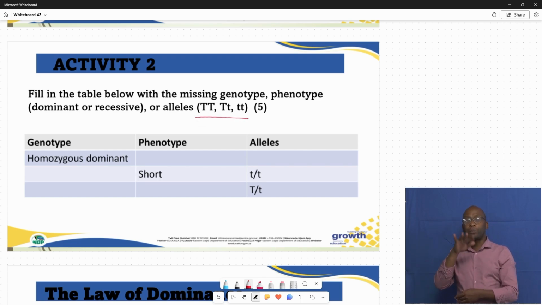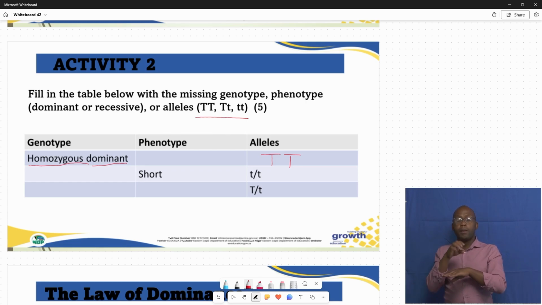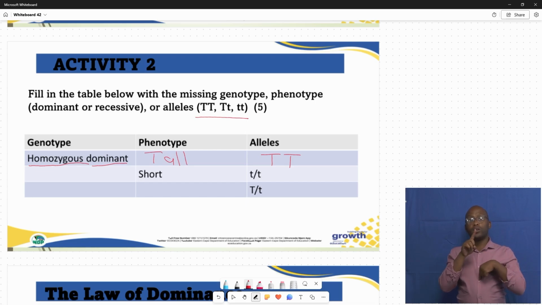Okay, now for the first one, it says homozygous. So it tells us that for the alleles, we are going to write the same alleles, but now they are dominant. And if we look at the phenotype, we can see short, which is a recessive phenotype. Now, if we have homozygous dominant, it means that the alleles here have to be the same and they have to be dominant. Hence, we are going to have 2 capital letters, TT. And the dominant allele results in a phenotype that gives us a tall phenotype.